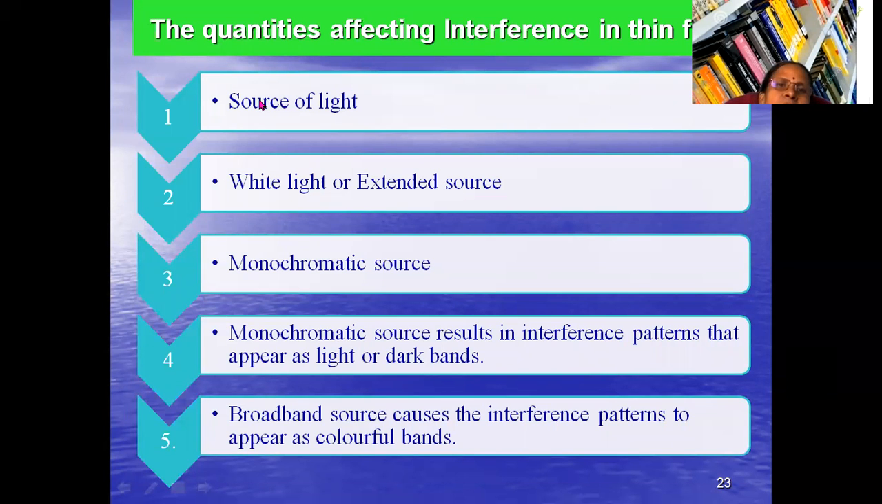Thus the interference also depends upon the source of light, whether it is a point source or extended source. White light and the extended source will give you multicolor fringes, whereas the monochromatic source will give you uniform single colored fringes. Monochromatic source results in an interference pattern that appears as light or dark bands, and a broadband source causes the interference pattern to appear colorful.